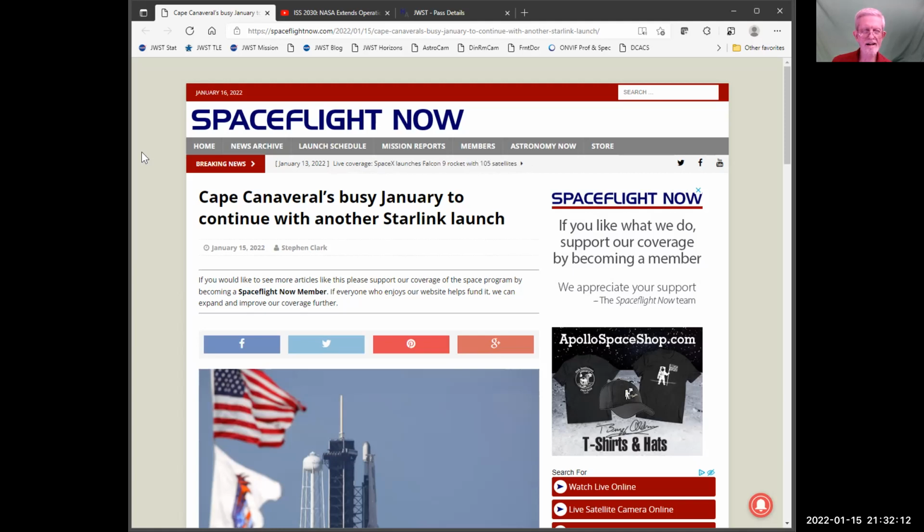So by launching the rocket and making it go east and then making a dogleg turn, they can have the first stage land on an unmanned, autonomous landing vessel out in the Atlantic, just north of the Bahamas. So they're going to be launching another, I think it's, let's see how many it is. I think it's 46, no, 49. It's 49 satellites that they're going to launch.